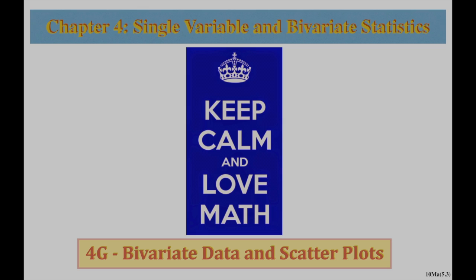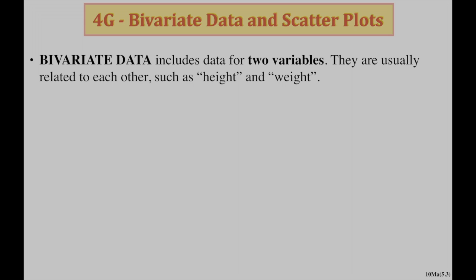Today we're going to be looking at bivariate data. Now, bi means two. So when we're talking about bivariate data, we're going to have two numbers that are paired up, and we're going to plot them on what's called a scatter plot. So let's get into it and see what happens.